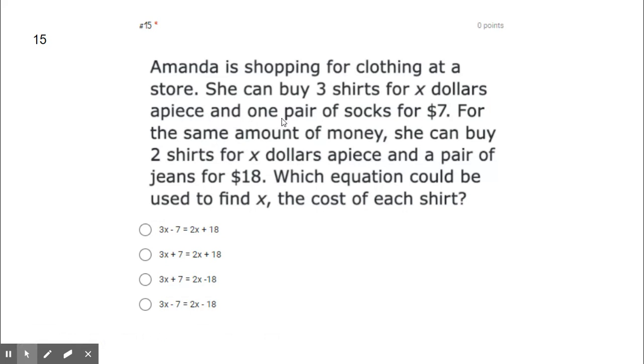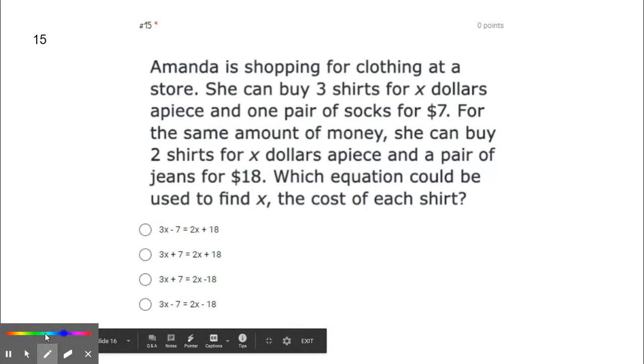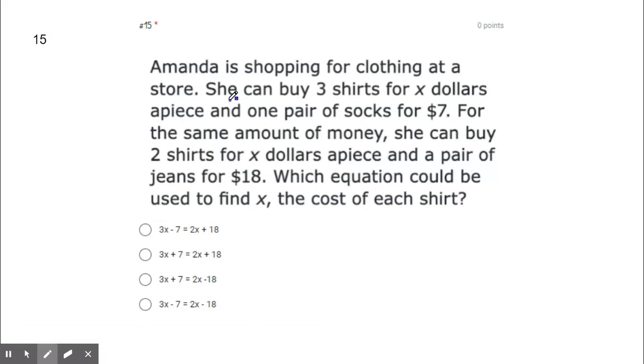Then she's buying 1 pair of socks, which means we're adding that. A pair of socks would be $7, so that would be plus 7. This one has a minus 7, so that eliminates it. That's going to be equivalent to buying 2 shirts for X dollars, so that would be my 2X. And a pair of jeans, so we're adding a pair of jeans to that. So it'd be plus 18. One has minus 18, which is not correct.